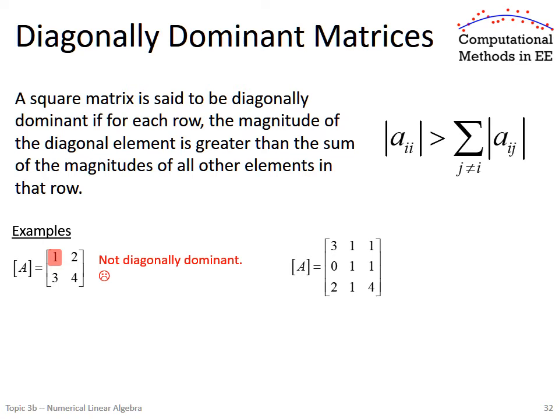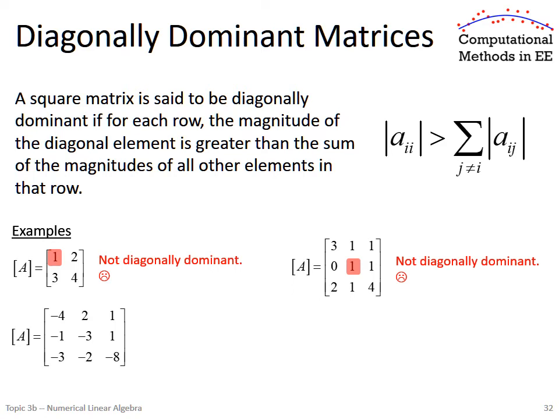Here's another matrix. And the question is, is this matrix diagonally dominant? This is also not diagonally dominant. The first row and the third row are diagonally dominant. However, look at the second row. The diagonal element is a 1. And if we sum all of the other elements in that row, we get a 1. In which case that sum is equal to the diagonal element, and that's not sufficient to call your matrix diagonally dominant. So this matrix is not diagonally dominant.